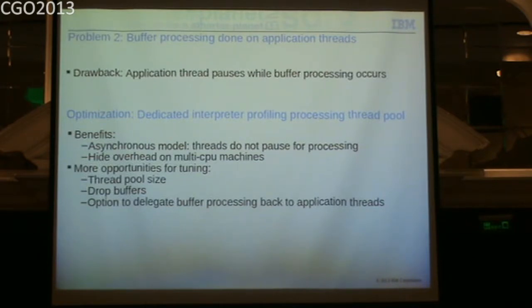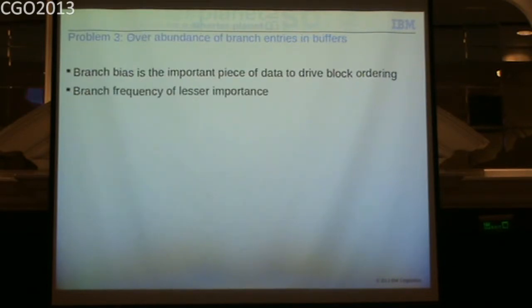We can decide to drop buffers instead of allocate new ones if we're running low. And finally, we can also delegate buffer processing back to application threads should our buffer processing threads get swamped. In practice, we found that a thread pool size of 1 was sufficient.